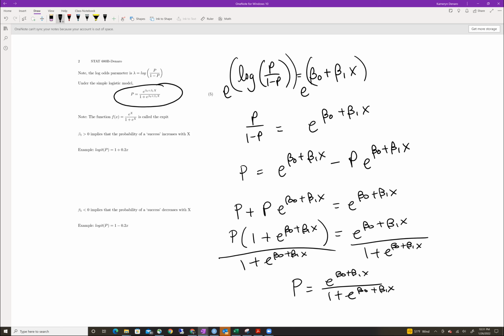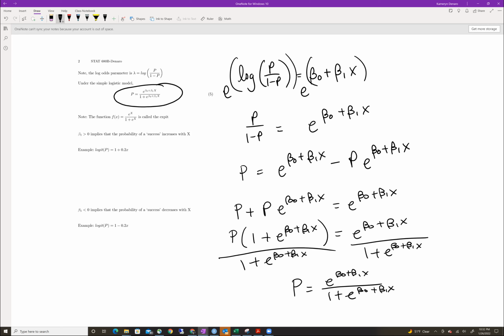You could obviously expand this for having more than one x variable, but in this case, we're just showing it with a single covariate. In general, we call the function f of x equal to e to the x over 1 plus e to the x the expit function. We're going to have lots of practice with this and doing logistic regression, but let's just do one example.